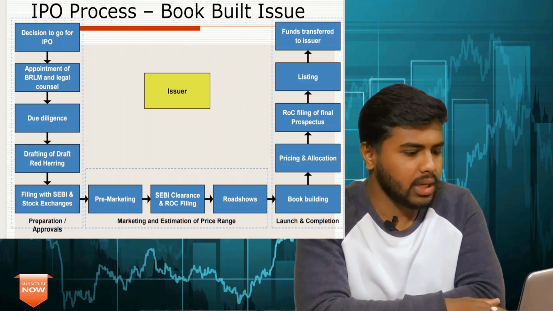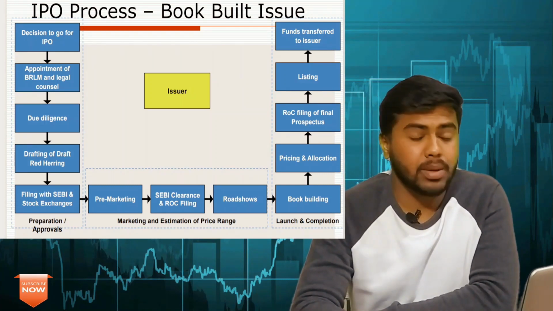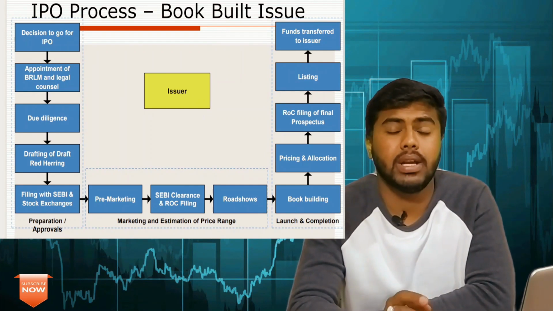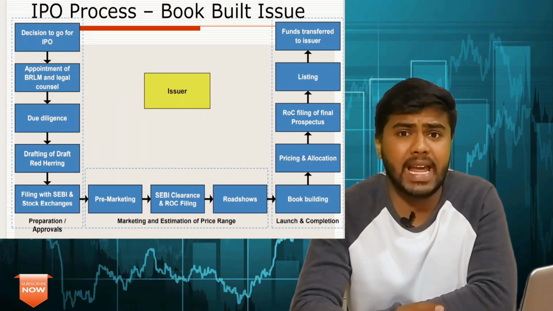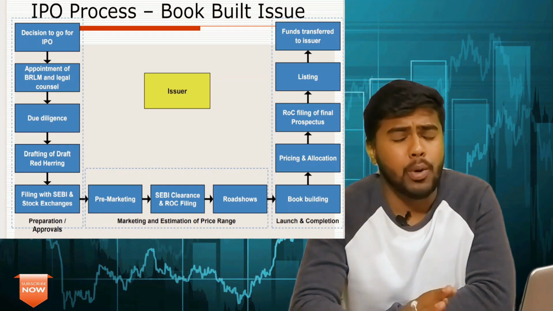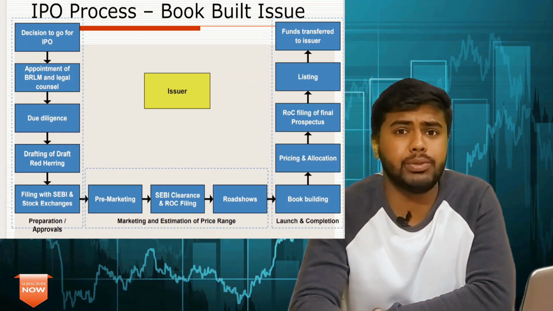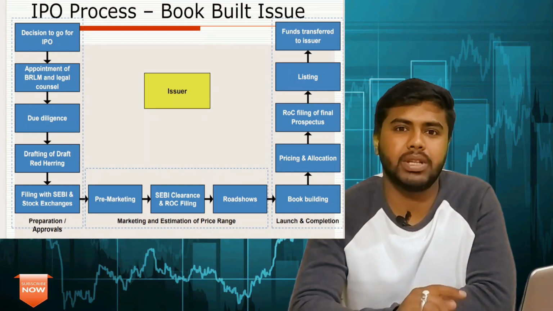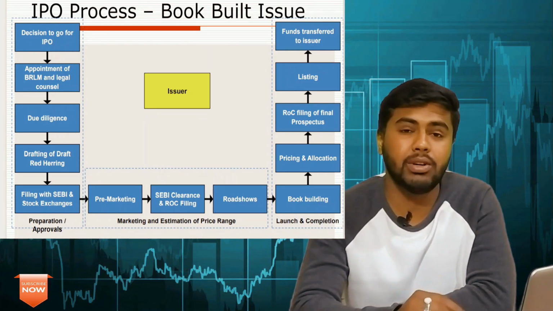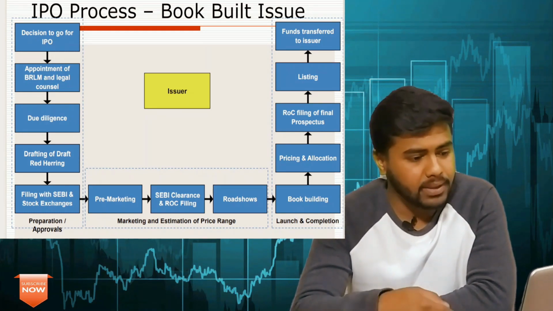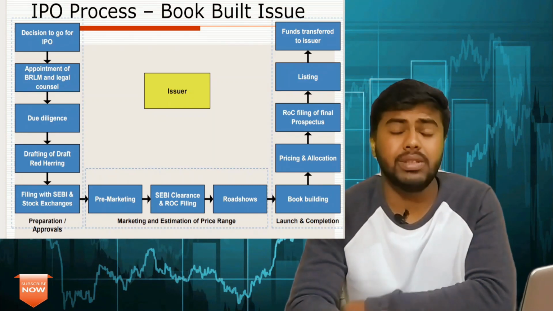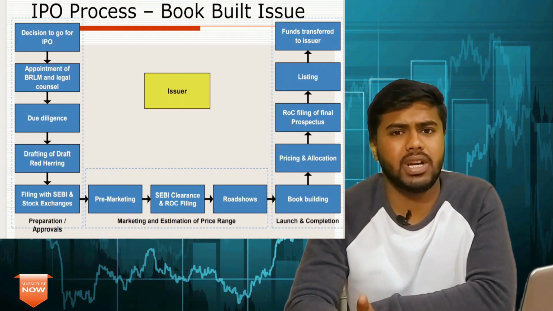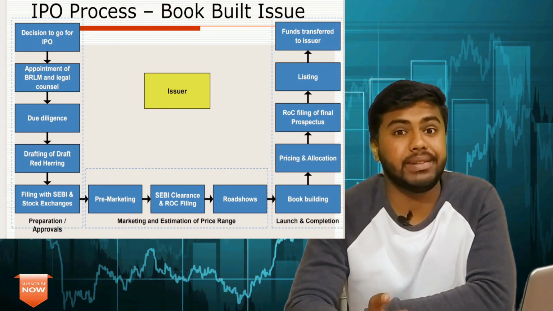Then after that, the next point, pricing and allocation, means mostly the price is fixed at this point, that is the pricing at which the company will be issuing the shares, as well as the allocation. When it is oversubscribed, we cannot allot to as many people as we want. So depending on the capital requirement, how much capital we want through an IPO, the allocation will be done. After that, the next point is ROC filing and prospectus. ROC stands for registrar of companies, that is the company registrar.